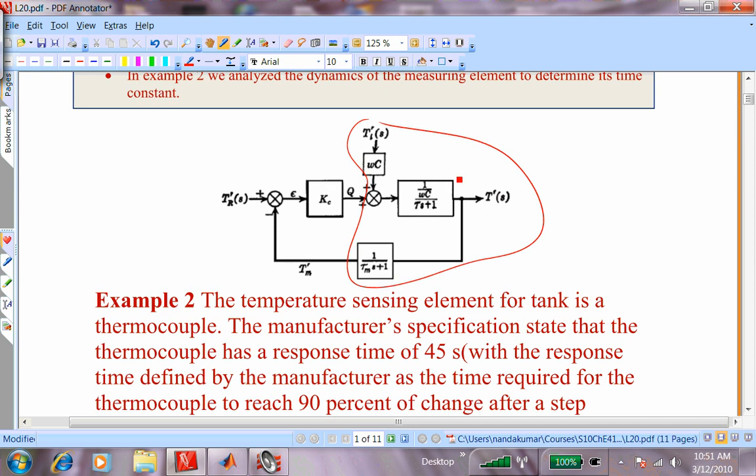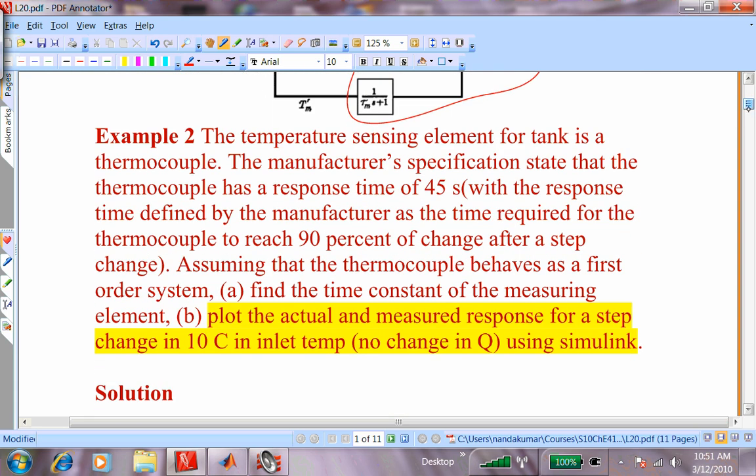First we looked at only the tank, now I'm including the measuring element in there. And there are two parts to this question. The first part is, given the manufacturer's data that the thermocouple will respond in 45 seconds, and his definition of response is that it will reach 90% of a step change in 45 seconds, find out the time constant for the measuring instrument. And then the second part is plot the actual and measured response for a step change in 10 degrees to the inlet temperature.